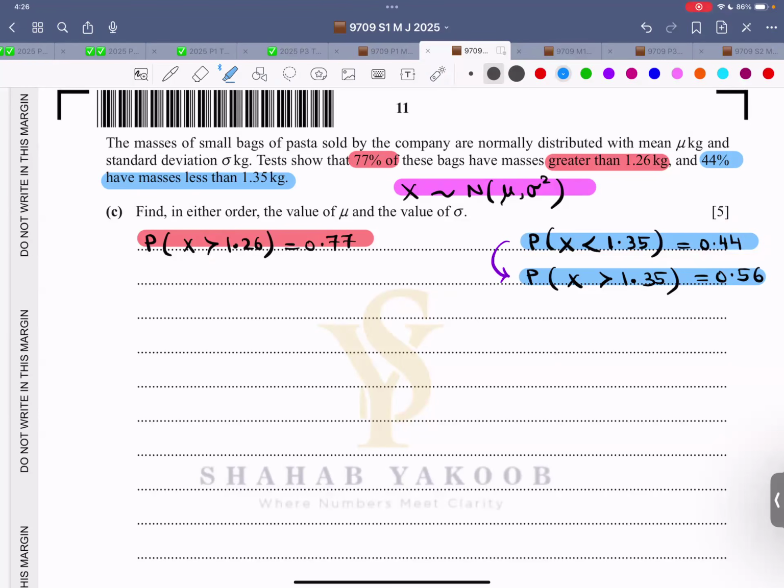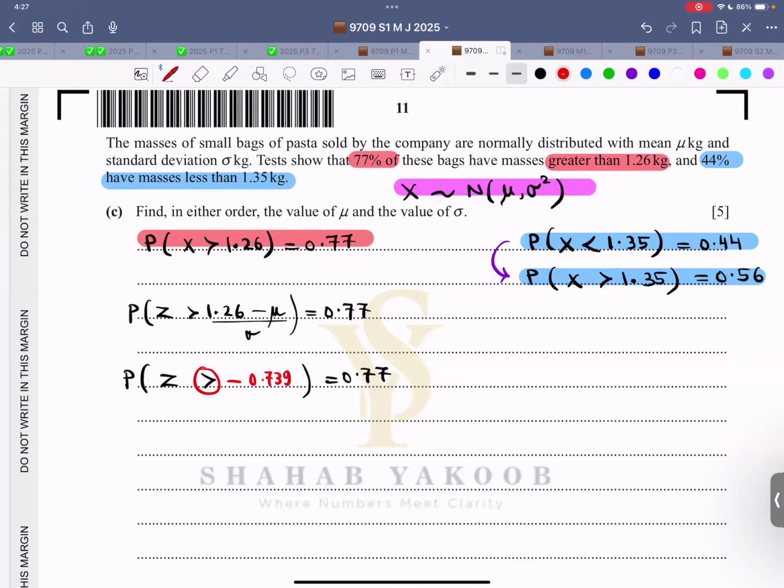So now let me write it down. Probability Z greater than (1.26 minus mu) divided by sigma is 0.77. Probability Z greater than something is 0.77. First thing first, since there is a greater sign, there should be a negative over here. And for 0.77, the corresponding Z value from the table is 0.739. So this is obtained from the Z table.